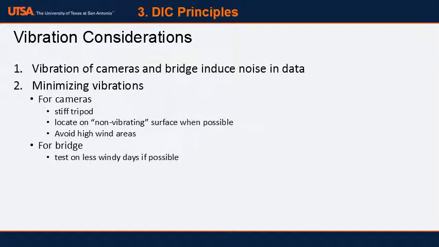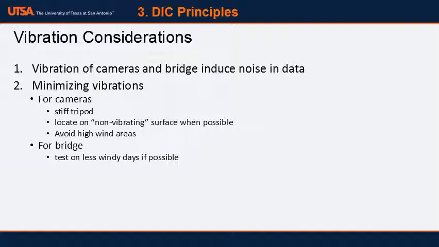Vibration considerations. Any vibration of the cameras or the bridge that you're monitoring will induce noise in the data, obviously. So it's best to try and minimize those vibrations. For the cameras, use a stiff tripod. We're providing a survey tripod for that reason. Locate preferably not on a vibrating surface. So if you put your cameras on another bridge or some vibrating ground, you will see more noise in your data. And avoid high wind areas.